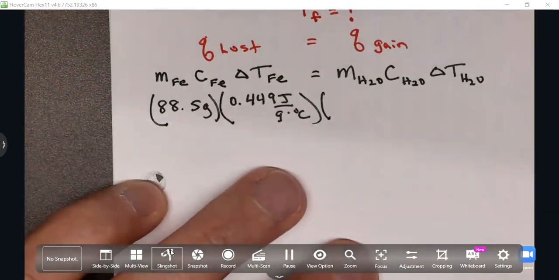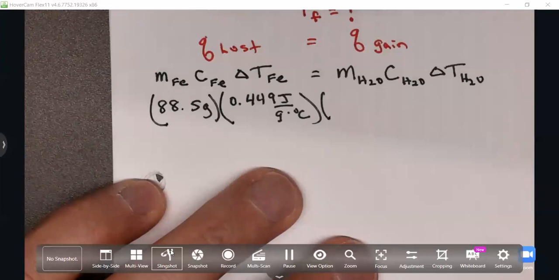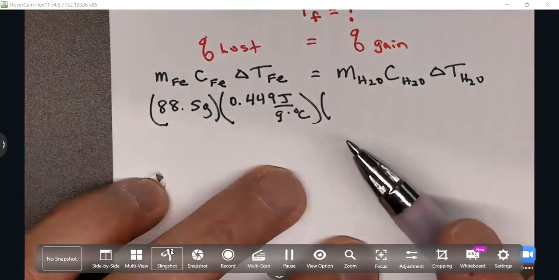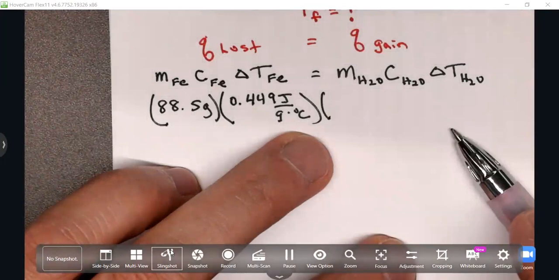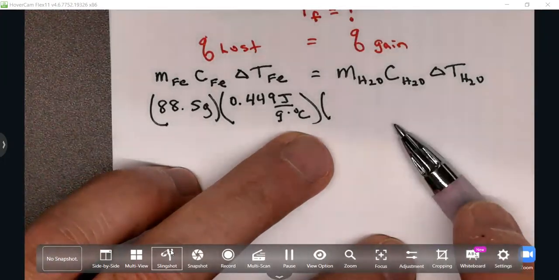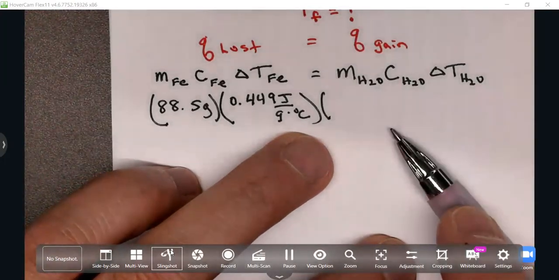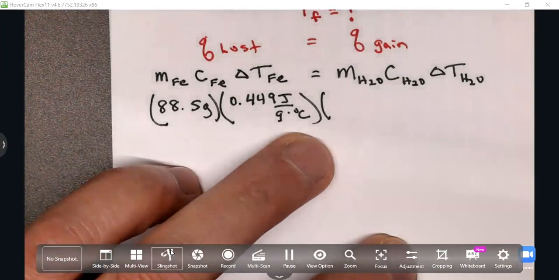Now, here's the trick to these questions. If you don't write anything down today, write this down. You want to make the parenthesis change for your temperature positive. So we will interchange T final and T initial, whatever it takes to make a positive number.